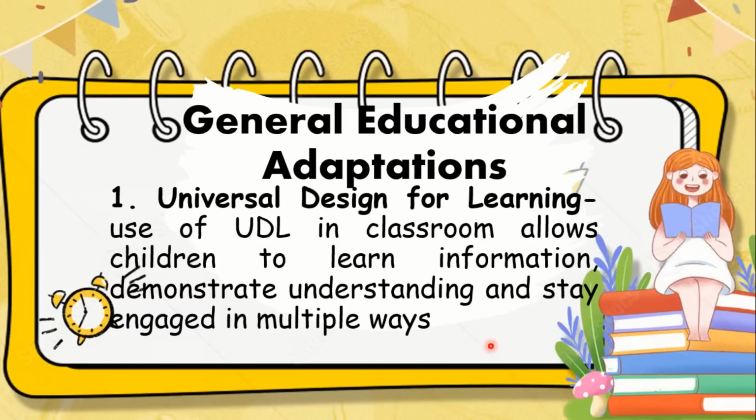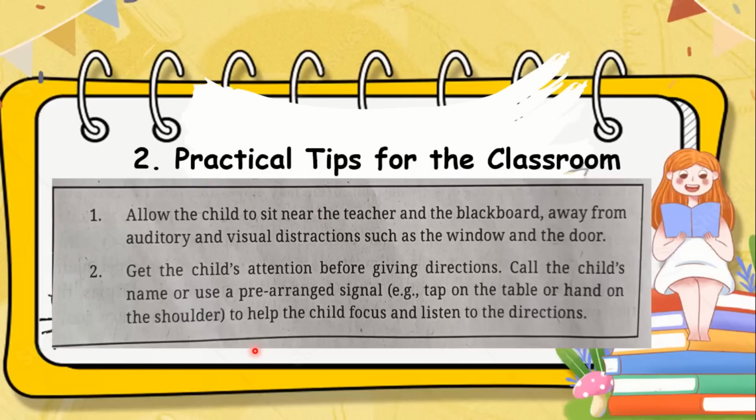For general educational adaptations, we have what we call the Universal Design for Learning. Use of UDL in the classroom allows children to learn information, demonstrate understanding, and stay engaged in multiple ways. For example, multiple means of presentation, expression, and engagement. Next, we have the practical tips for the classroom. In addition to the UDL, there are practical tips and techniques that teachers can use.